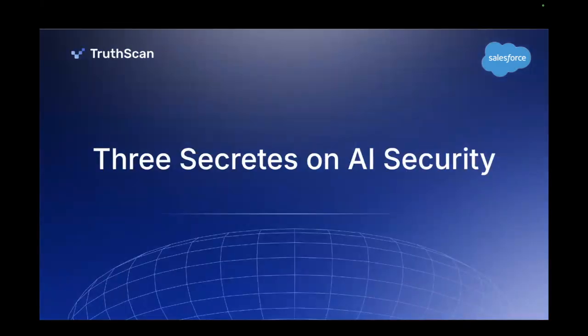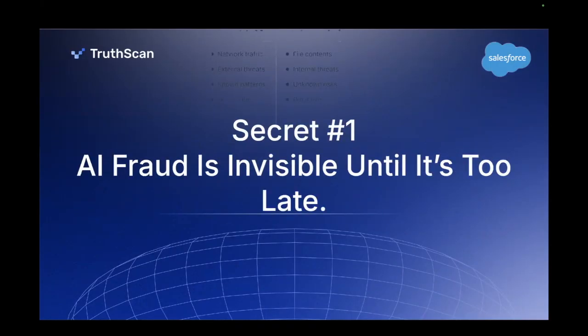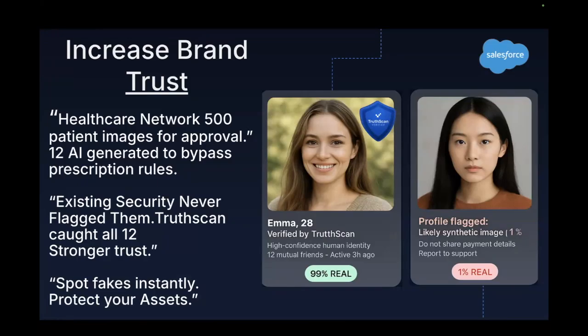So I'm going to give you 3 secrets when it comes to AI security. And this is big. The first one is AI fraud is invisible until it's too late. So let me give you an example of what that means. So here's a case study of a healthcare network, a Fortune 500 patient that submitted over 500 patient images for approvals. 12 were AI generated to bypass the prescription rules.